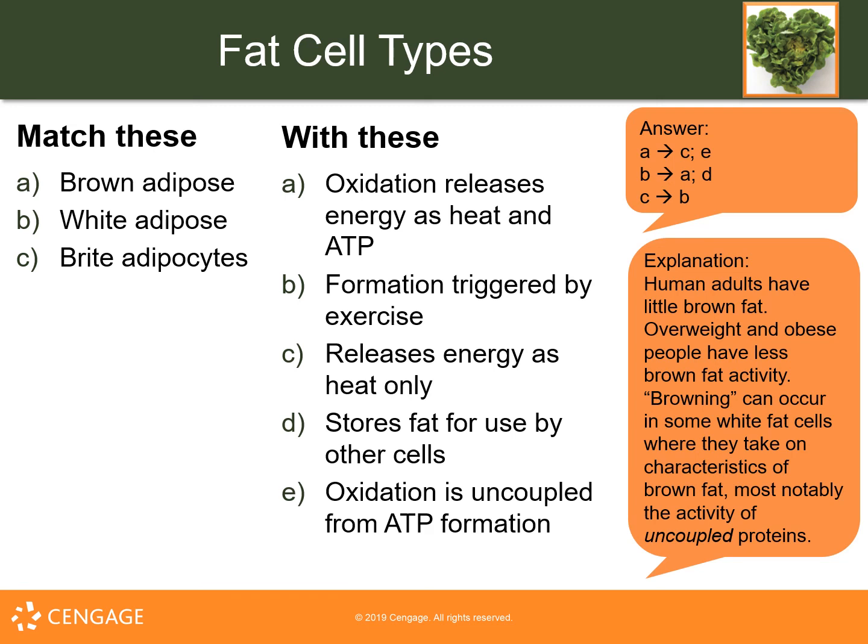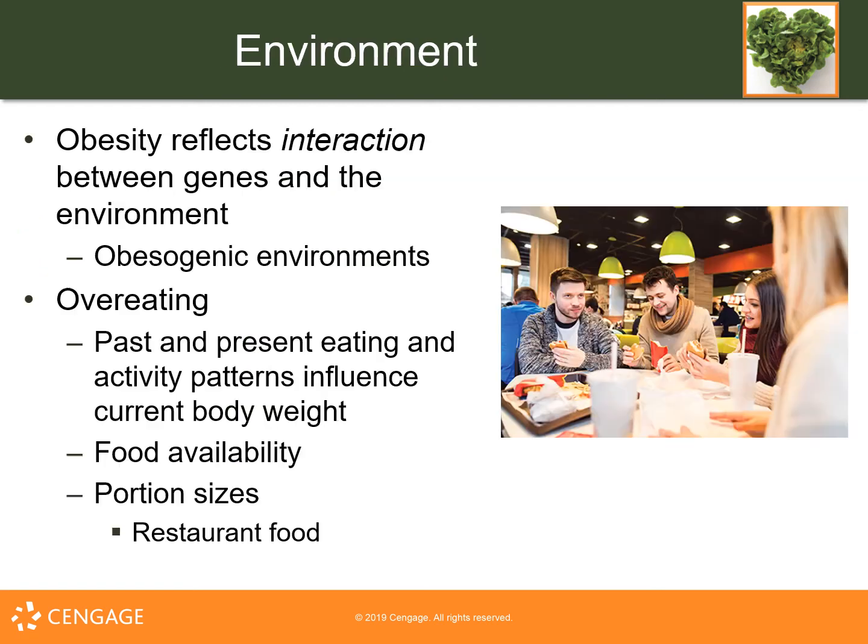Human adults have little brown fat. Most brown fat is in infants. Overweight and obese people have less brown fat activity. Browning can occur in some white fat cells, where they take on characteristics of brown fat, most notably activity of uncoupling proteins. Environment. Obesity reflects interaction between genes and the environment.